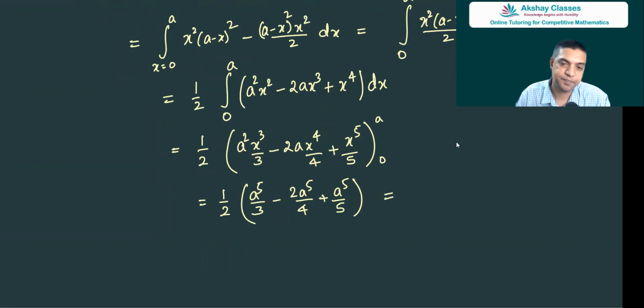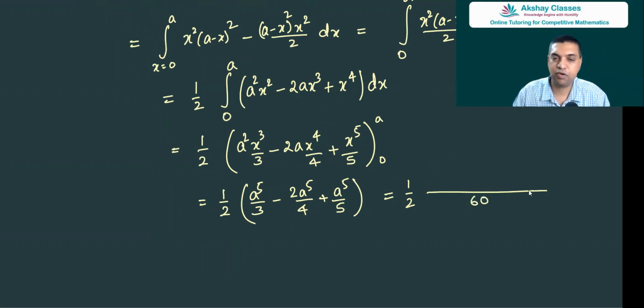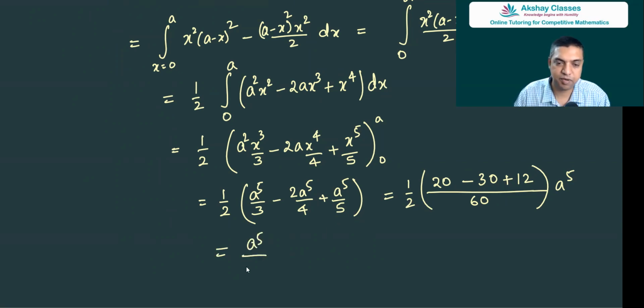Let us simplify this. 60 will be the common denominator. So 3 into 20, so 20 a power 5, minus 4 into 15, so 30, plus 12 a power 5. So this is 32 minus 30, so 2, and 2 and 2 cancel. We get a power 5 upon 60. This is the value of this integral.